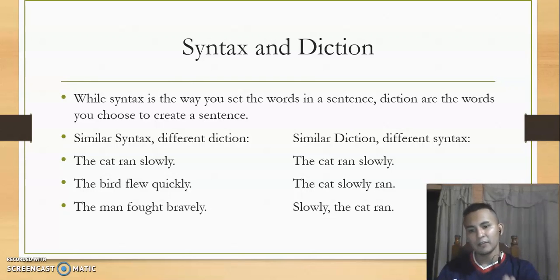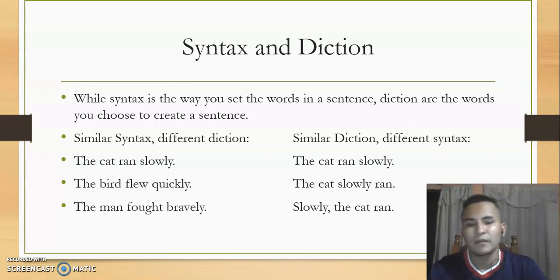The cat ran slowly. The bear flew quickly. The man fought bravely. We have here determiner, noun, verb, and adverb in the three sentences of similar syntax but different diction. In the other example, we have similar diction but different syntax. The cat ran slowly. The cat slowly ran. Slowly, the cat ran. We have the same words in the three sentences, but we have different order.